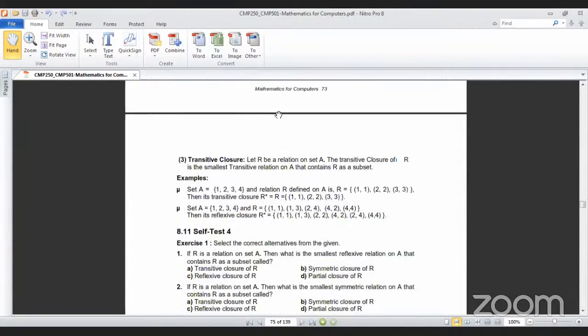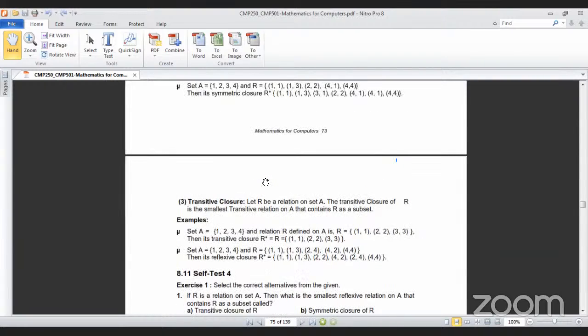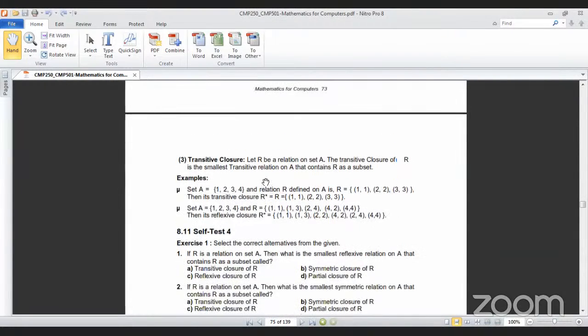Transitive means (a, b) belonging to R and (b, c) belonging to R, so (a, c) should belong to R. If I am saying (a, b) belongs to R, I can also say (b, c) belongs to R. So again (1, 1), (2, 2), and (3, 3). Understood till here? It is nothing but the smallest; each closure should be the smallest relation. Then it is a relation closure.